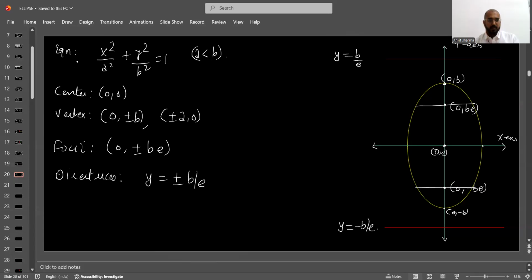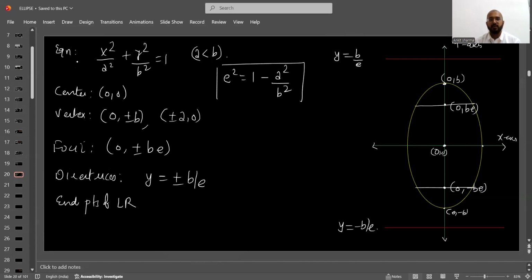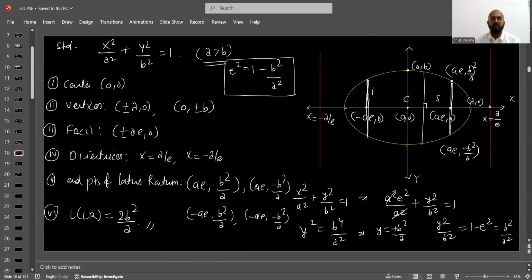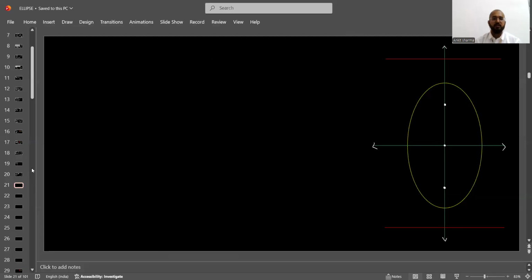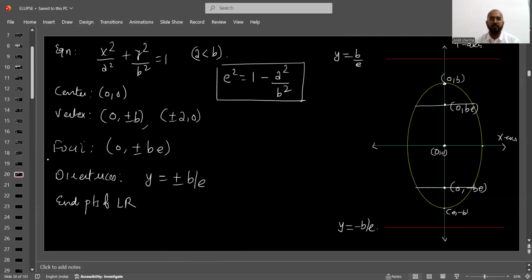Now, directrices I have y is equal to plus or minus b over e. Then the next point is the endpoints of latus rectum. And also for this, the relationship between a, b, and e is very important. So the relationship for them is going to be, we just need to interchange a and b. So I'm going to have a e square is equal to a square minus b square here this time. Earlier it was b square minus a square for these ellipses. Now it's going to be reversed. That means I'm going to have here a square over b square.